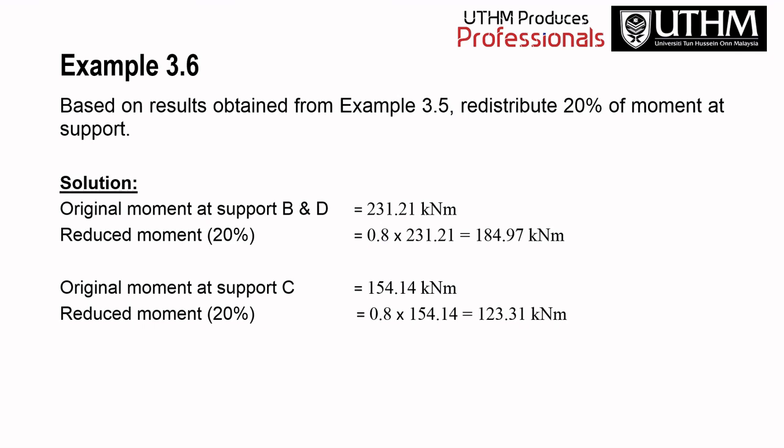Here is an example based on the result obtained from the example before this, with redistribution of 20% of moment. What does that mean? The original moment at the support is 231.21, so reduced by 20% is 0.8 times this value, so you will get 184.97. And this one at point C is 154.14 times 80% only, that is 123.31.